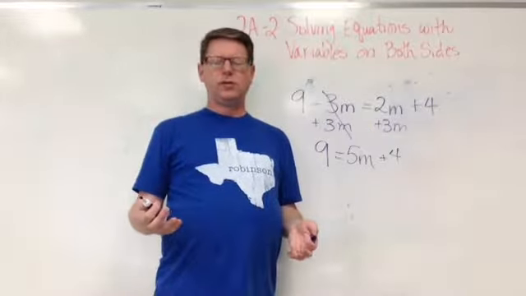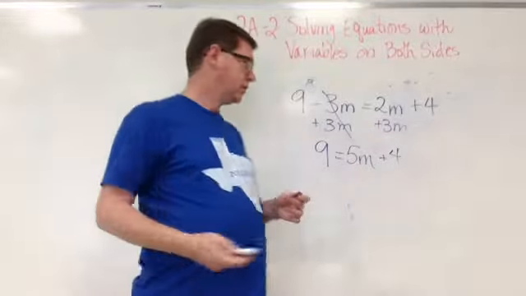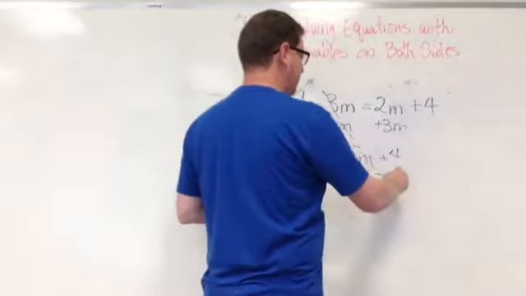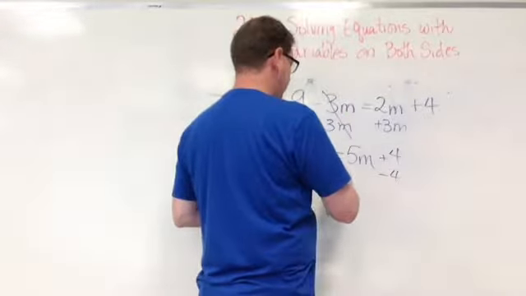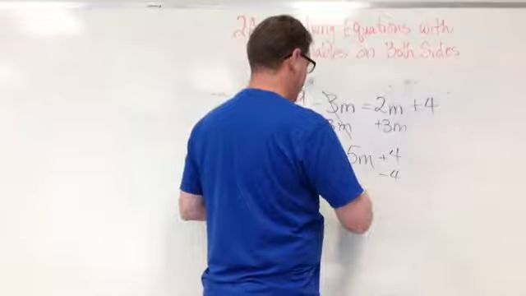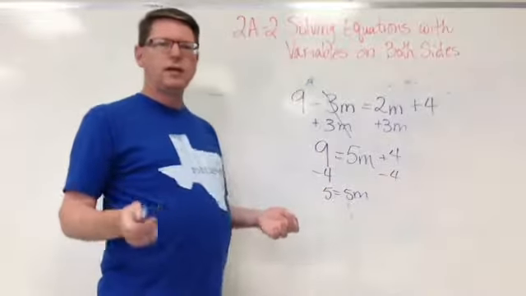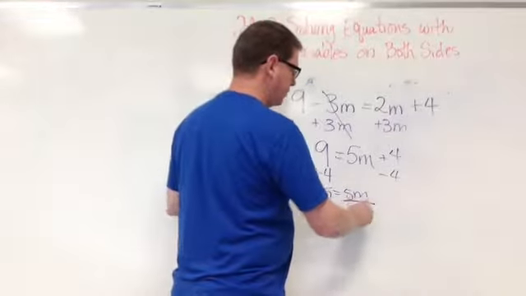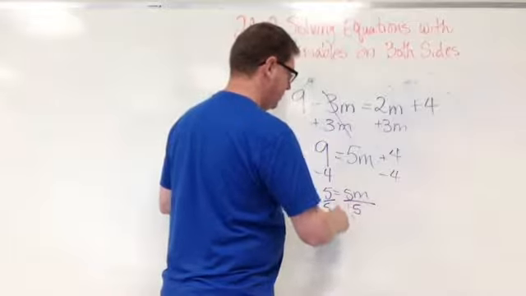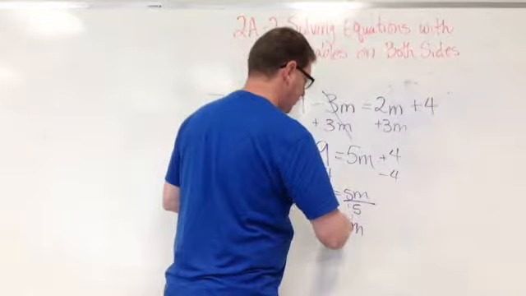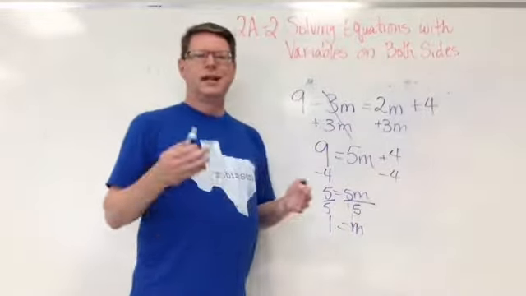Now we're back to a two-step equation. So I subtract 4 from both sides, and I get 5 equals 5m. And then I do the opposite operation, which would be divide by 5. So m equals 1.